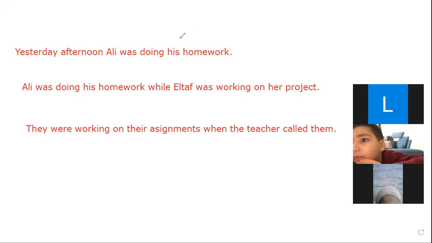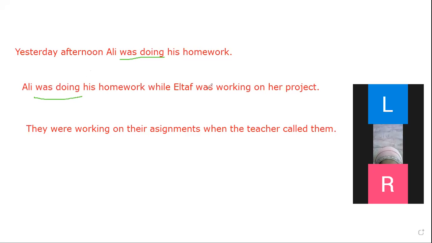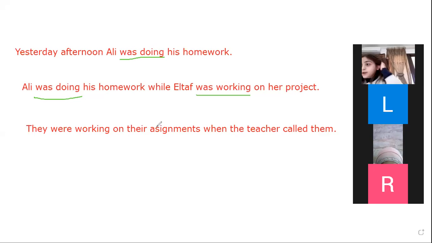Let me change the color. Ali was doing. We used the past progressive. Since Ali and Iltaf were doing actions at the same time, I also have to use the past progressive. Ali was doing, Iltaf was working. And the third use: since they were doing something and I interrupted them, I stopped their action. So their action takes the past progressive, were working, but the action that interrupted them takes the simple past tense.